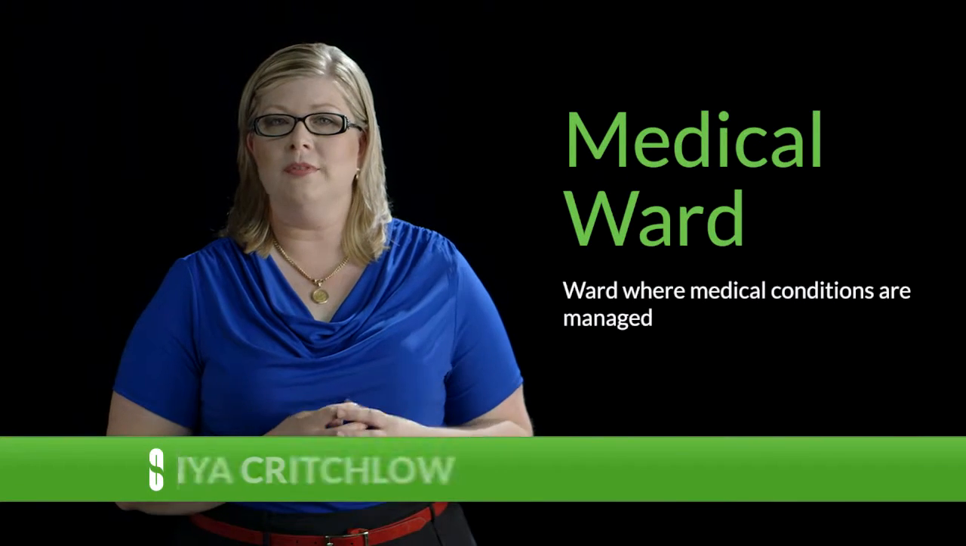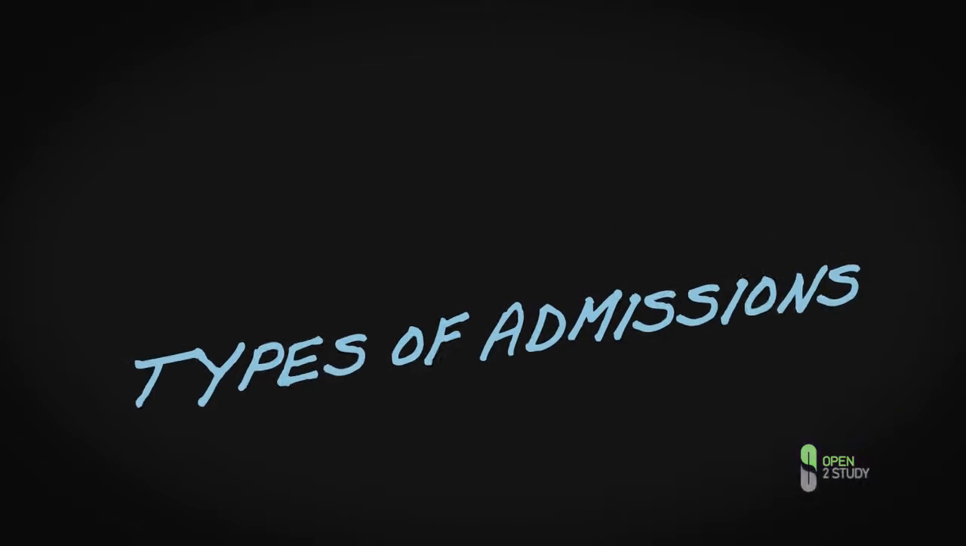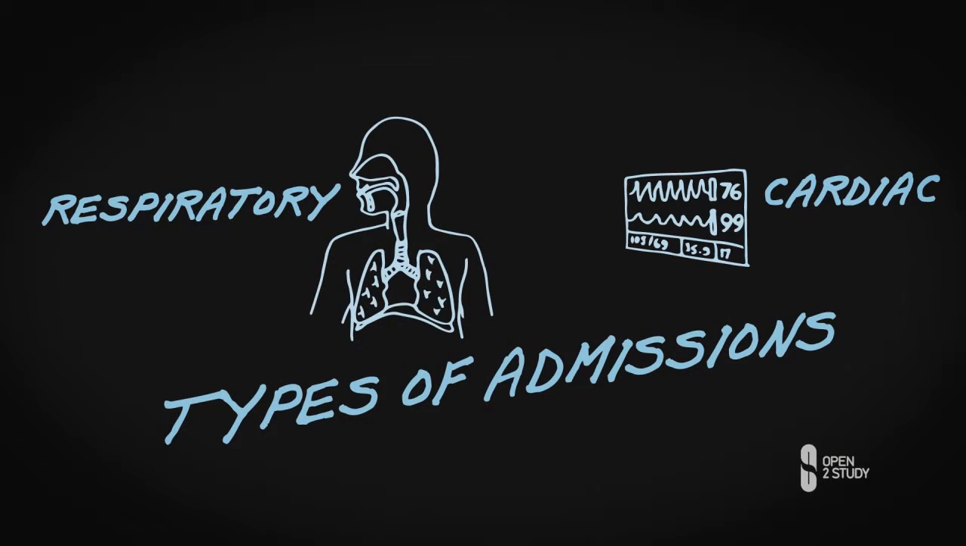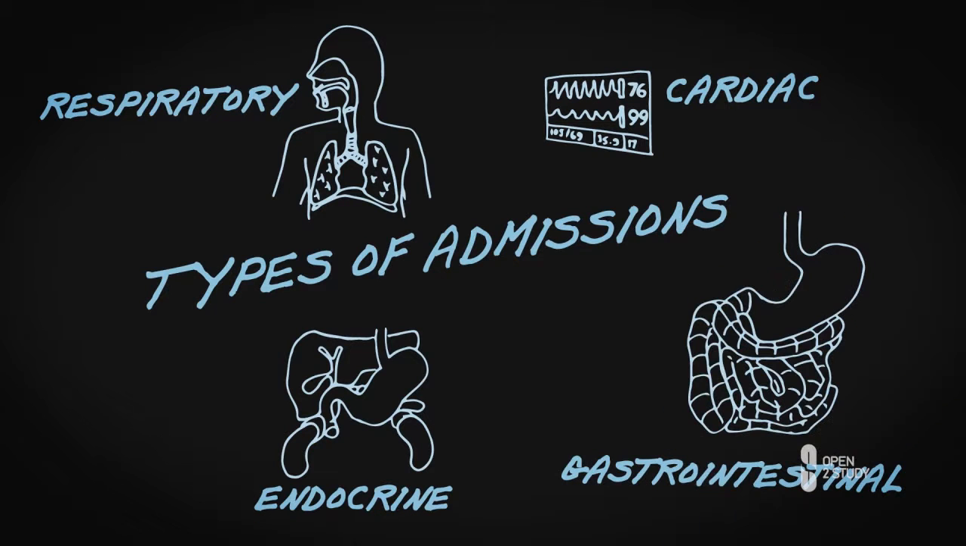The medical ward is a ward that you're going to find in most hospitals, and these look after patients that have medical needs. So the types of admissions that you might see are the simple cardiac patient, the respiratory patient, those with endocrine disorders, and gastrointestinal disorders as well. They're not sick enough to be in intensive care, but they still need medical treatment. So let's have a look at the types of patients that might be in a medical ward.